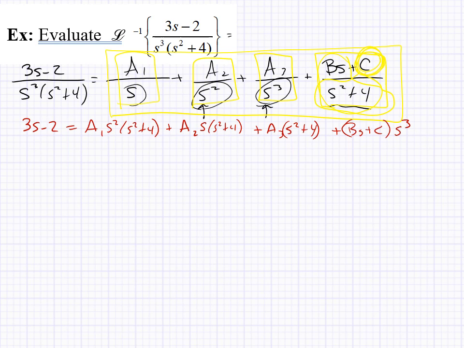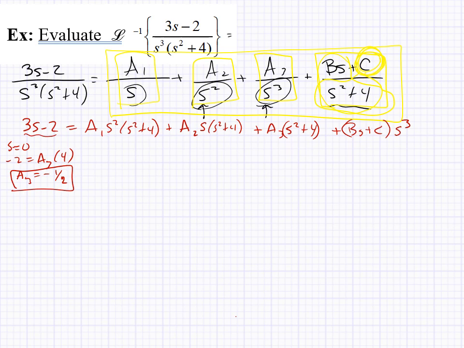We can get started again with sort of our linear method. We can let s equal 0, but that's pretty much all that's going to work. But still, we might as well try it. So if we let s equal 0, this side will become negative 2. The right-hand side will zero out all the s's, leaving me really just with a3 times 4. So you see that a3 is going to equal negative a half. That's the most we're going to be able to get done with that.